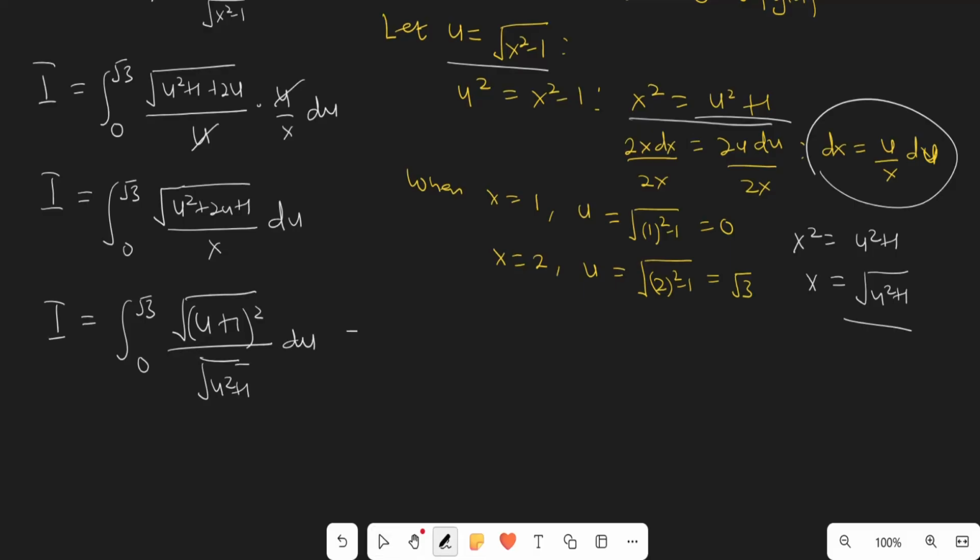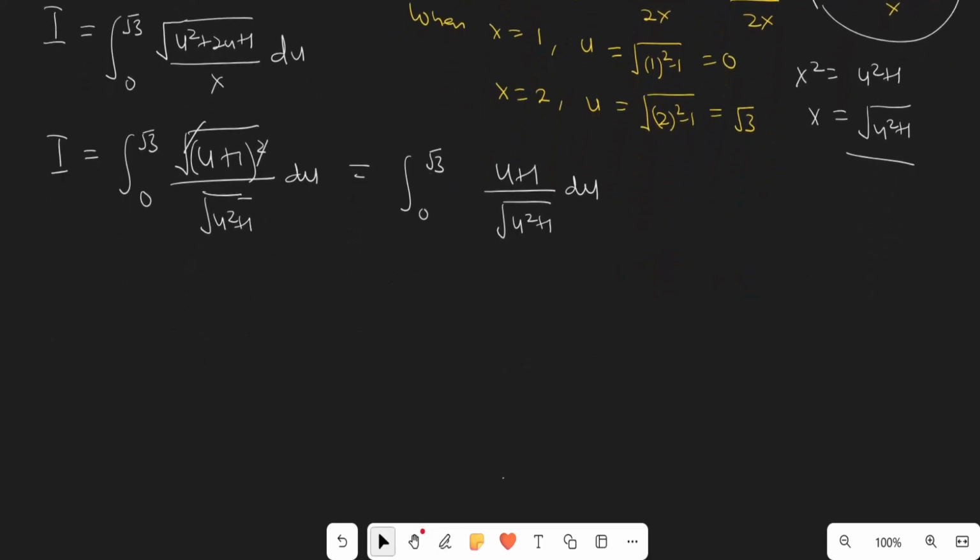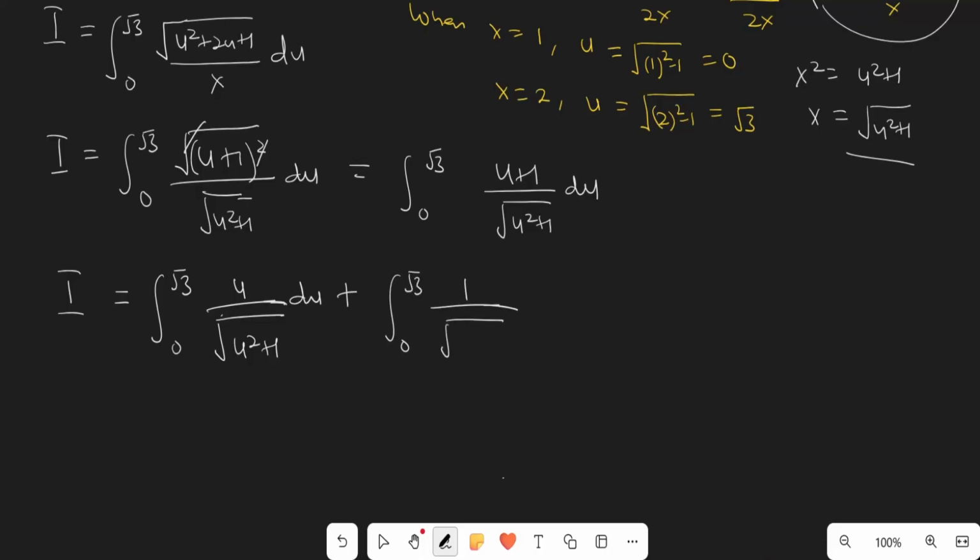du. So this is the integral from 0 to the square root of 3 of u plus 1 all over the square root of u squared plus 1 du. So this is how our integral can be reduced. We can now split this integral into two different integrals. That is the integral from 0 to the square root of 3 of u over the square root of u squared plus 1 du, plus the integral from 0 to the square root of 3 of 1 over the square root of u squared plus 1 du.